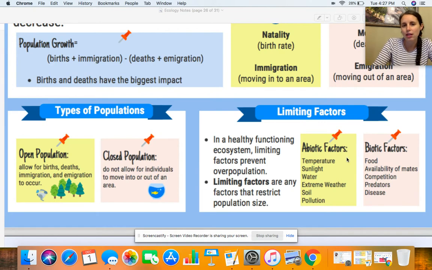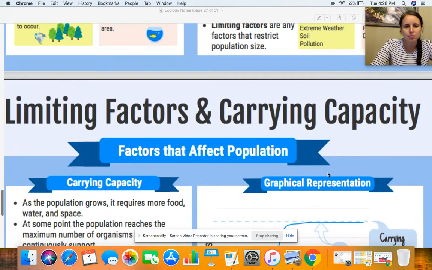So in a healthy ecosystem, we actually have these factors to keep things in check. So in an ecosystem, you actually want to have limiting factors, whether they're abiotic or biotic, to keep the population in check. Remember our food pyramid lab that you did last week or last block, where if one trophic level is unchecked, it can actually impact the trophic levels below it and above it. So limiting factors is one of those things that stops populations from getting out of control.